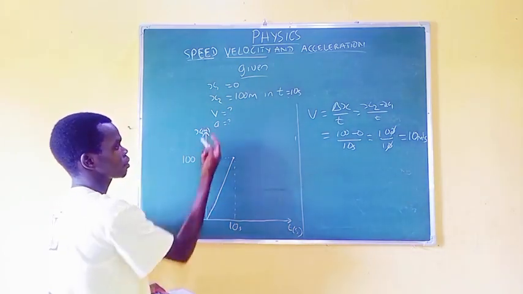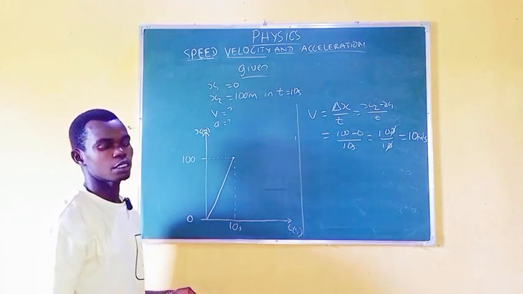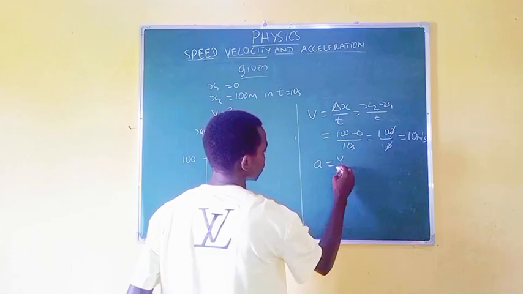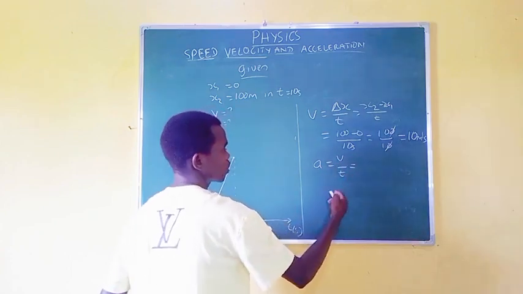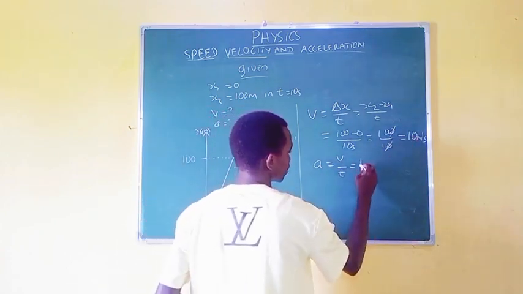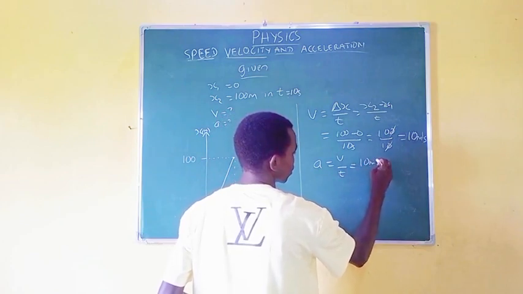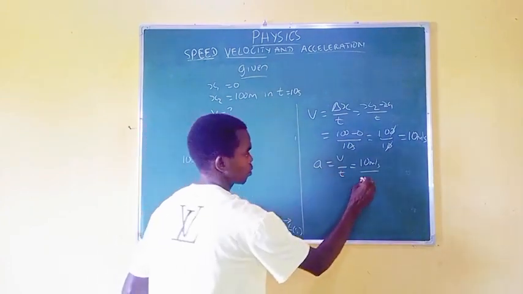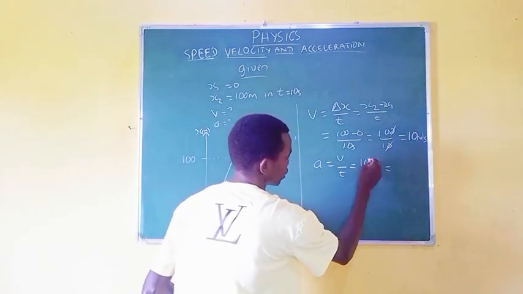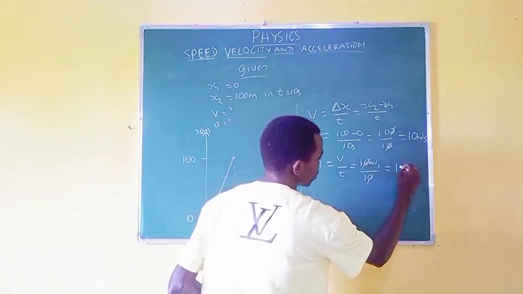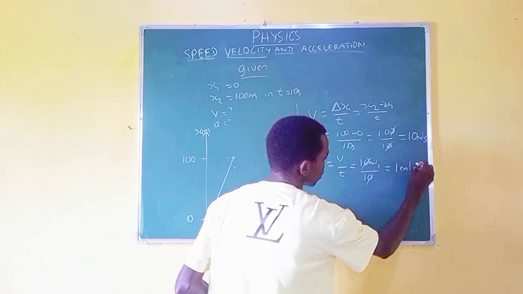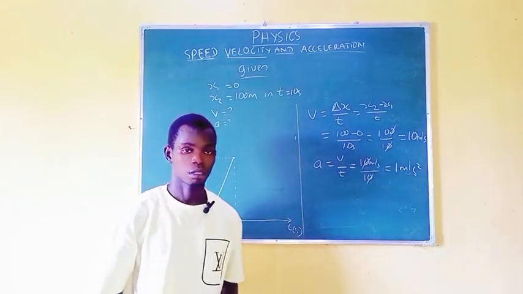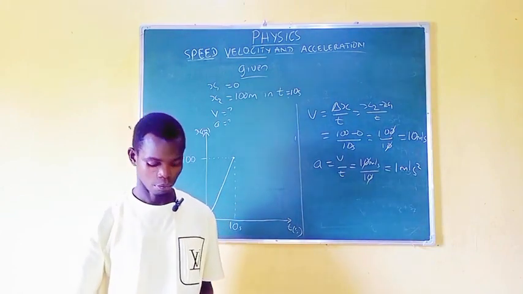I know that acceleration is velocity over time. So we have acceleration is equal to velocity all over time, which is velocity equal to 10 meters per second over the time, which is 10 seconds. We now have 10 cancel 10, and we have 1 meter per second square. And that is for question 2. Let's go to question 3.